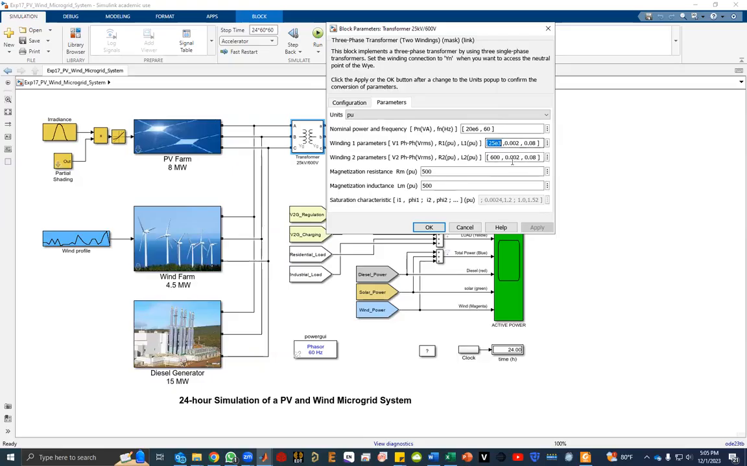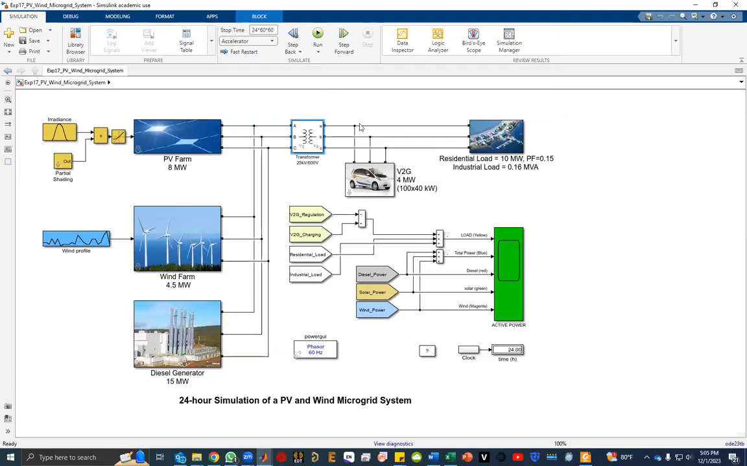If I look at winding 1, the left hand side, it is 25 kilovolts. So this is the grid side we're talking about, and winding 2 is 600 volts. That means this is the distribution section. In this area, we have residential load and industrial load. These are the values: residential load is 10 megawatt, industrial load is 0.16 megavolt ampere, and the power factor of residential load is 0.15.